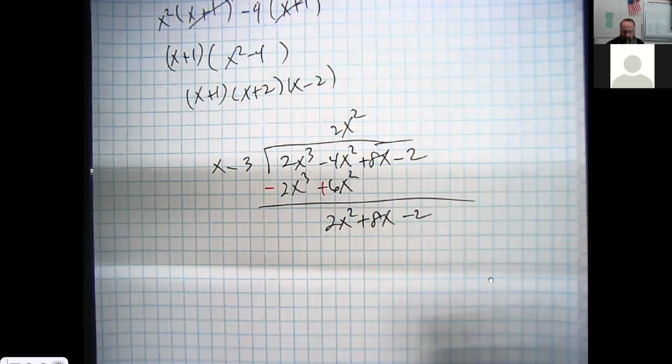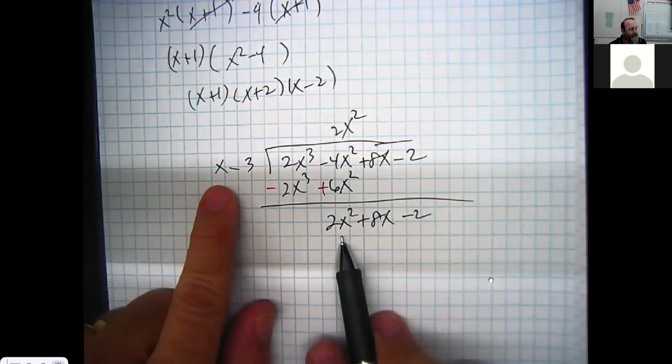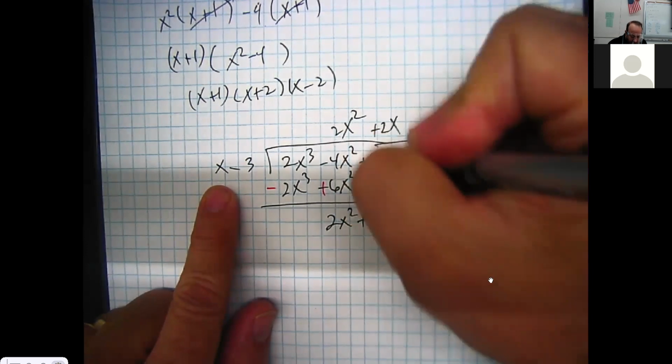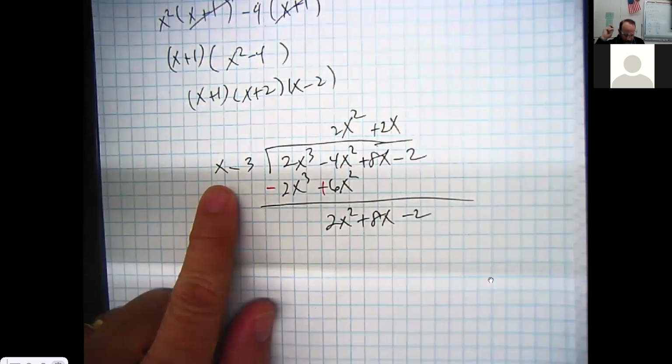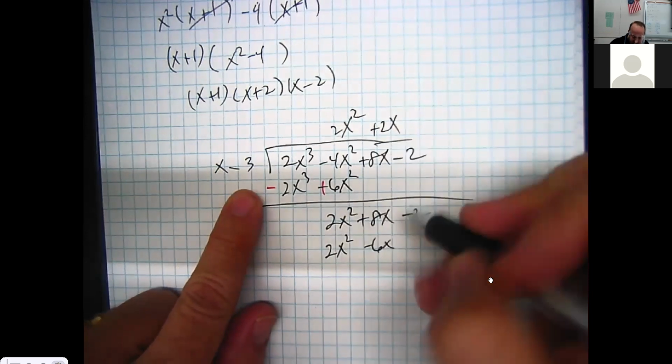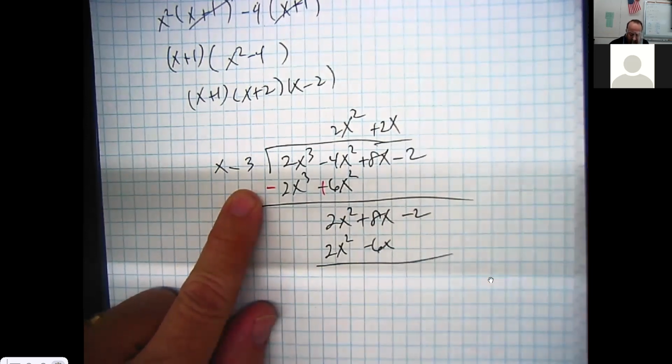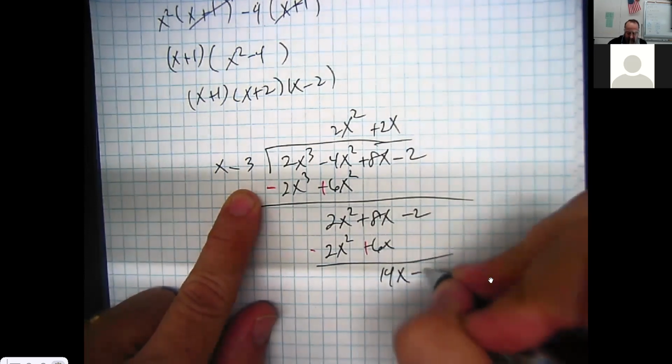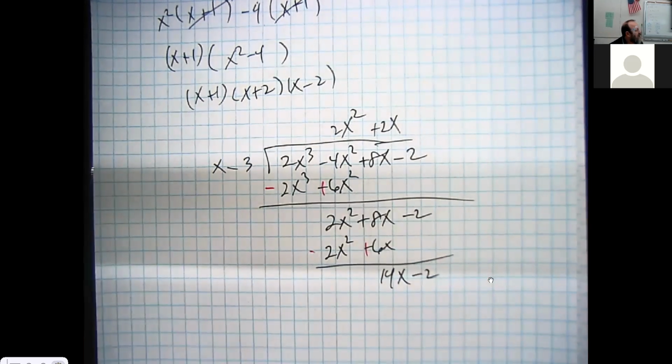So what do I need to get to 2x squared? 2x, you got it. I'm going to put the 2x right here lined up with the 8x. That would give me 2x squared. I would get negative 6x, and then what do we do? Change the signs. And then we come down and we got 14x minus 2. So what do we need now?